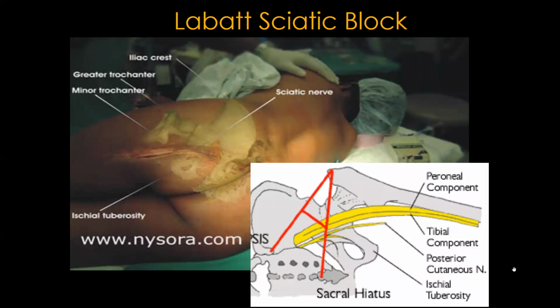This is a deep one. We use a twitch monitor. You see a foot twitch, you use your curvilinear. I don't go after this too much because I find it to be deep. I find the Raj to be easier. You're more likely though to get the posterior cutaneous nerve of the thigh, but that's not a huge pain generator for surgery.